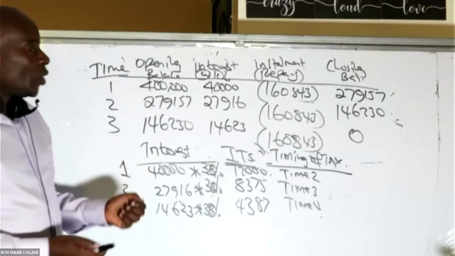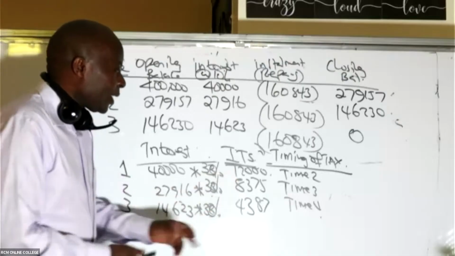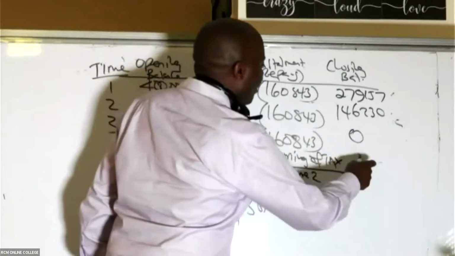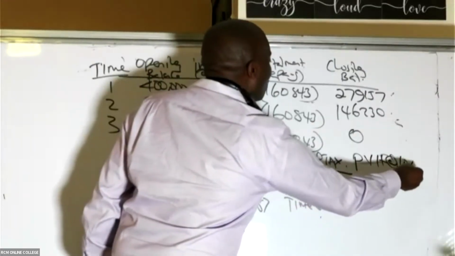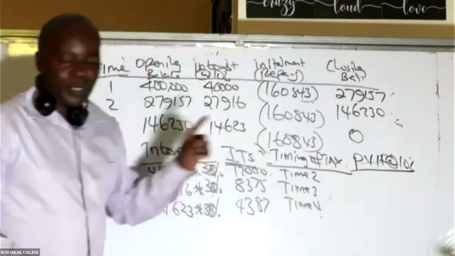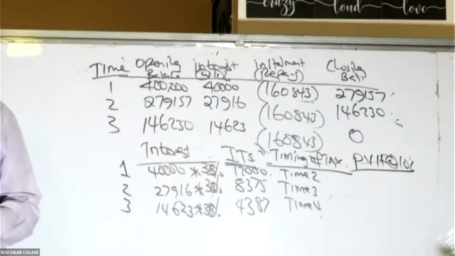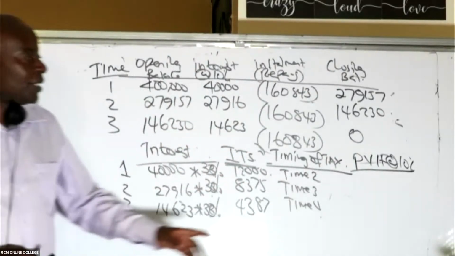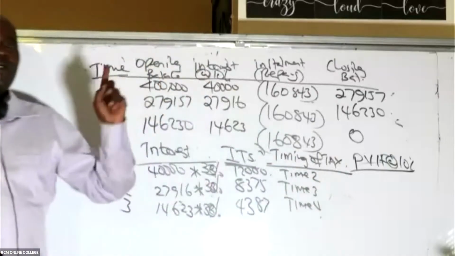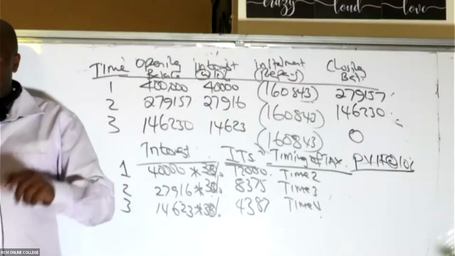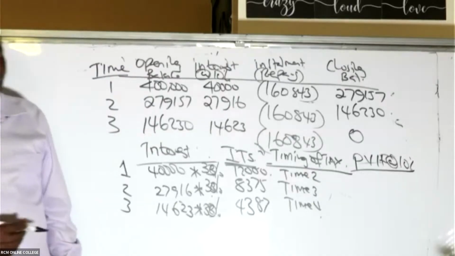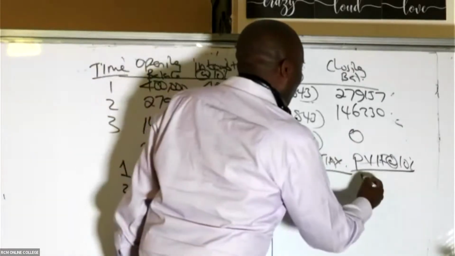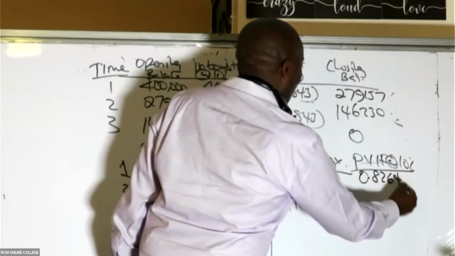So can you kindly go ahead now, because these amounts are different, and give me the PVFs at 10%. The first one here will be 10% year number 2. From your tables, good ninja. So this is 0.8264. Thank you very much.